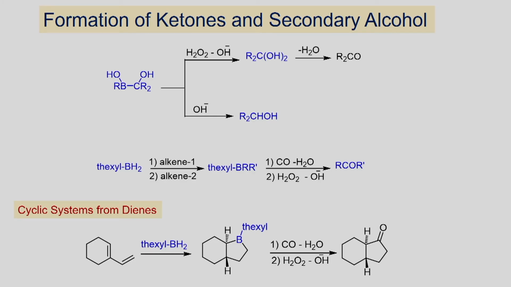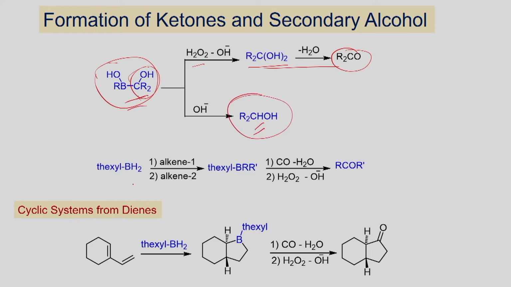Now let us look at the formation of ketone and secondary alcohol. Just as we have seen, if you have the organoborane, it can be reacted with carbon monoxide, and that can lead to tertiary alcohol as a product. Here the formation of ketone and secondary alcohol is shown. When you carry out the reaction in the presence of water, you will be able to stop here. Once you form this one, it can undergo oxidation in the presence of hydrogen peroxide in aqueous medium and base to give ketone as a product.